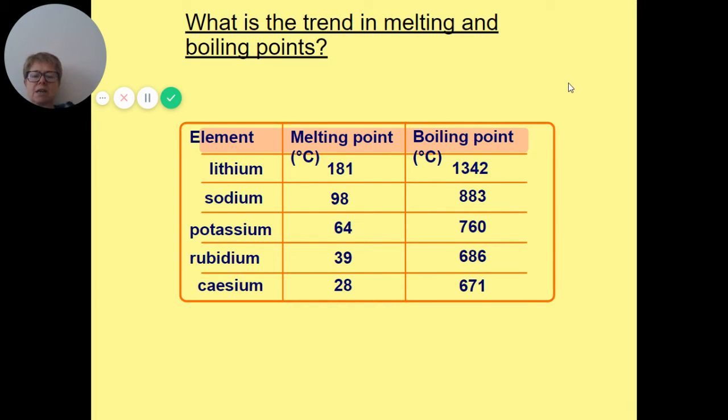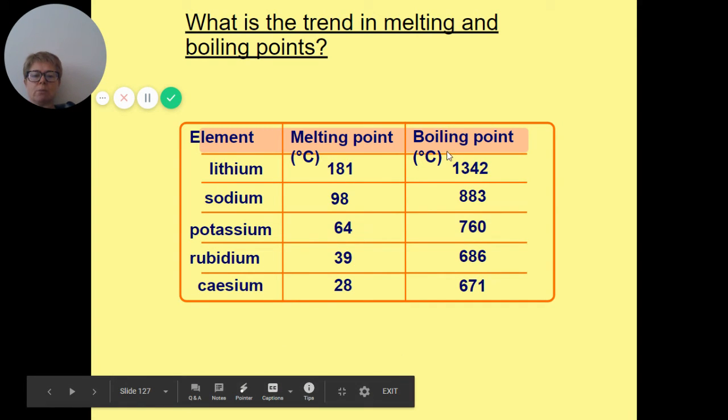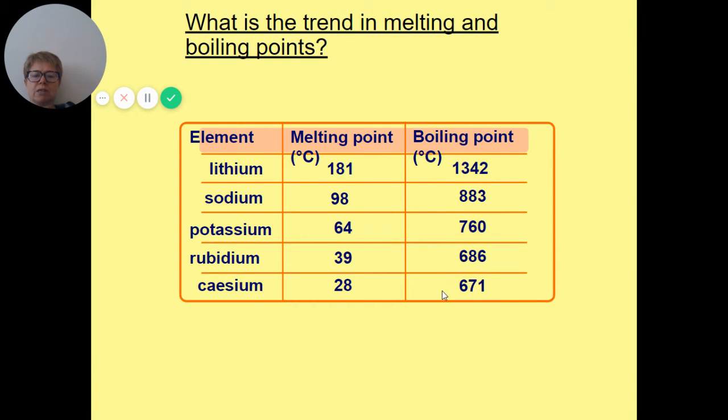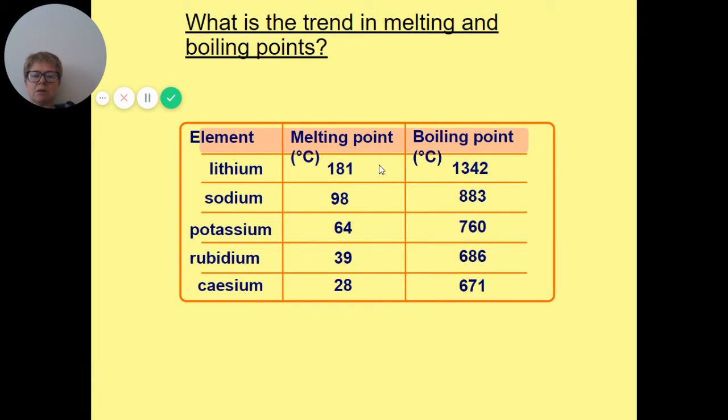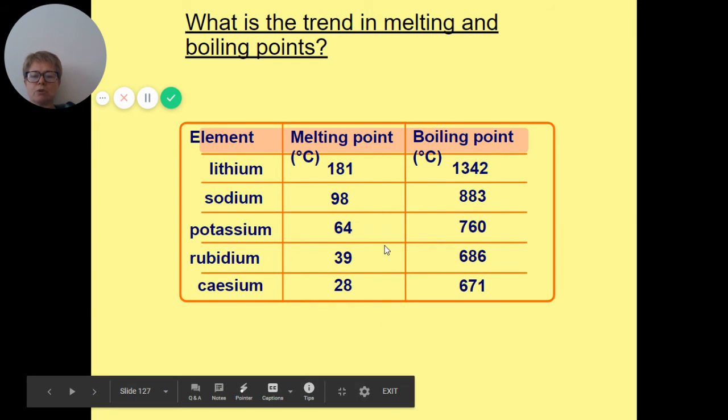Well, you should have noticed that as we move down group 1, the melting point is getting less, or decreasing. And the same with the boiling point. As we move down group 1, the boiling point is decreasing. And you might also have noticed that at the top of group 1, there's quite a big difference between the melting and boiling points. The melting and boiling points have almost halved as you move down group 1 between lithium and sodium. But once you get towards the bottom of group 1, the melting and boiling points are much closer together.